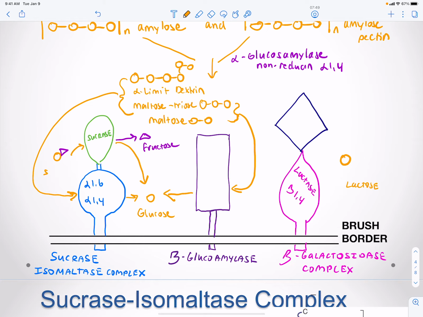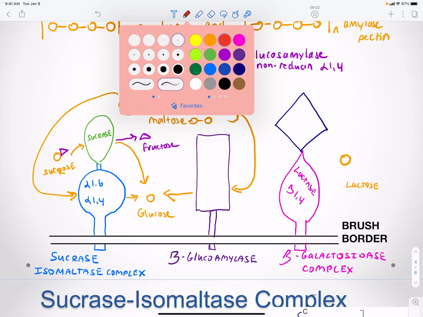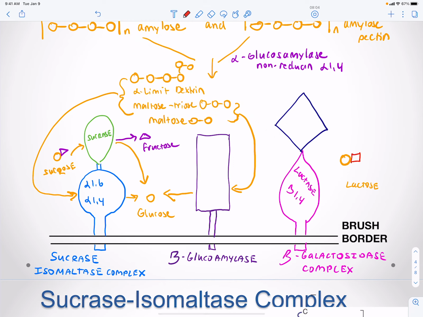And I should put here, this is sucrose. And your lactose is, of course, going to be glucose and galactose. And so this is going to feed through your lactase, and you're going to come out with a glucose, and you're going to come out with a galactose.